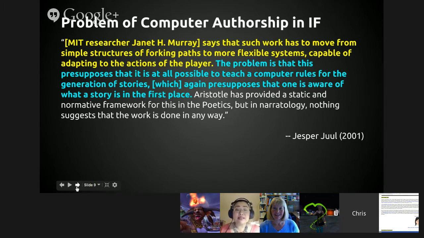Aristotle has provided a static and normative framework for this in the Poetics, but in narratology, nothing suggests that the work is done in any way. So, wow, this is a mouthful, okay? Narratology is the study of narrative. How do you construct a narrative? How do you structure a narrative?